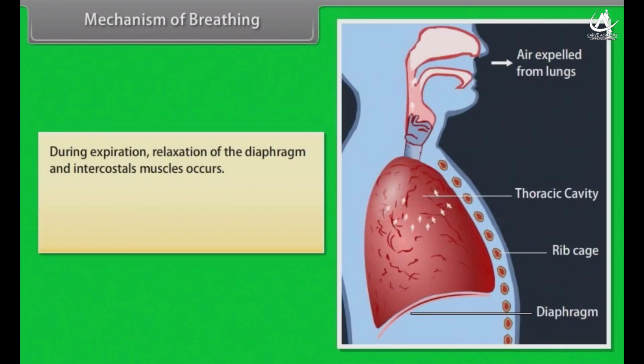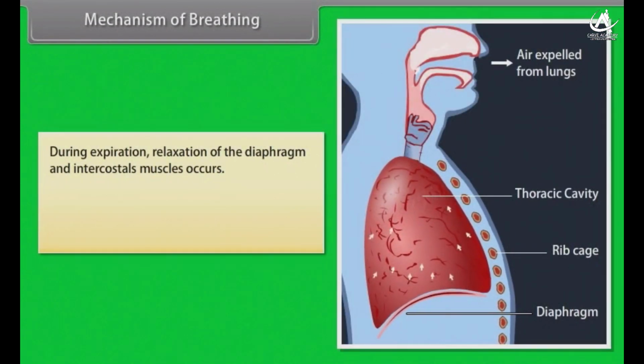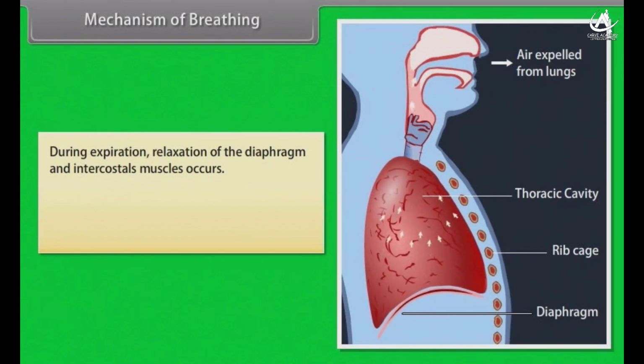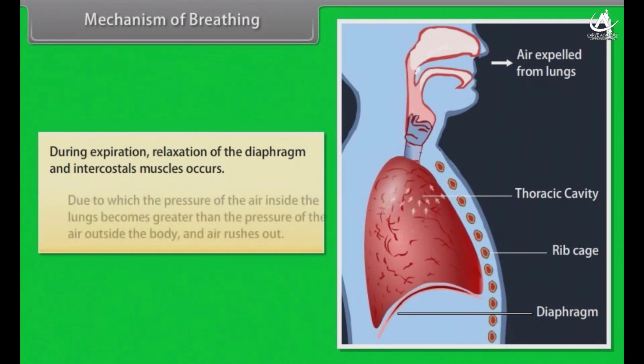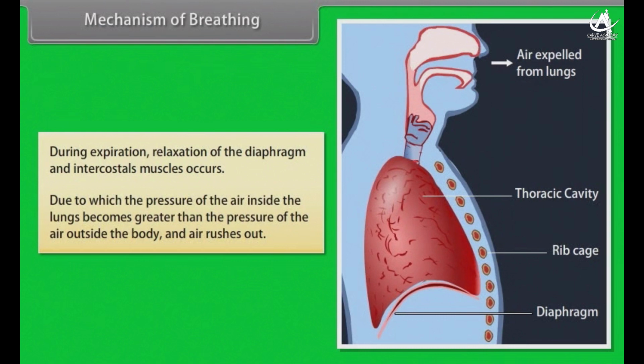During expiration, relaxation of the diaphragm and intercostal muscles occurs, due to which the pressure of the air inside the lungs becomes greater than the pressure of the air outside the body and air rushes out.